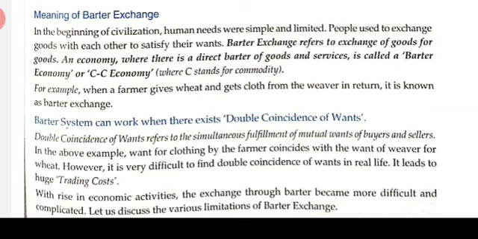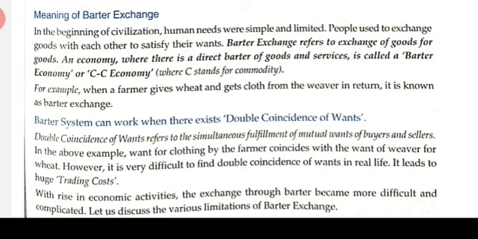Double coincidence of want refers to the simultaneous fulfillment of the mutual wants of buyer and seller. Whatever one person wants to sell is exactly what the other person wants to buy. Then only will the exchange take place easily. That is called double coincidence of want. But in real life, this double coincidence of want is very difficult to obtain, isn't it?